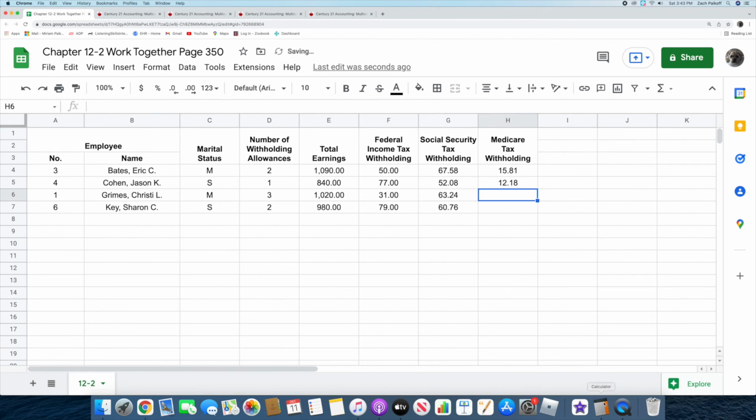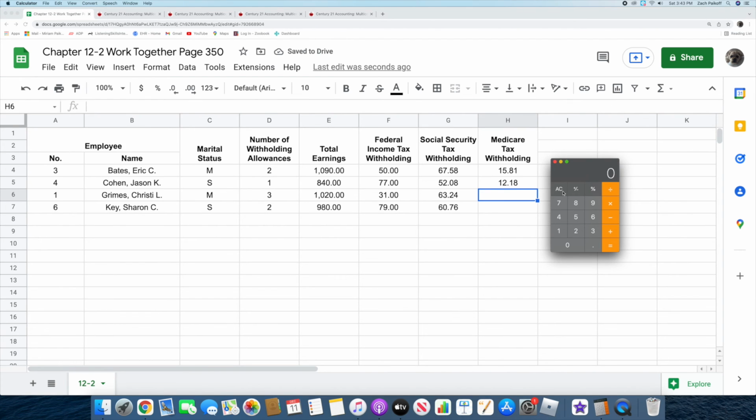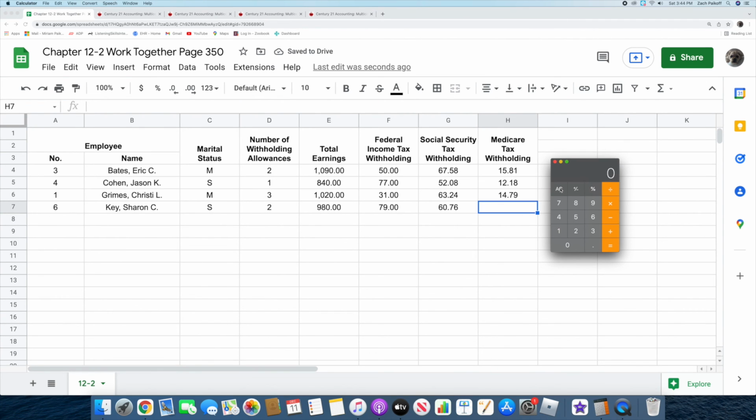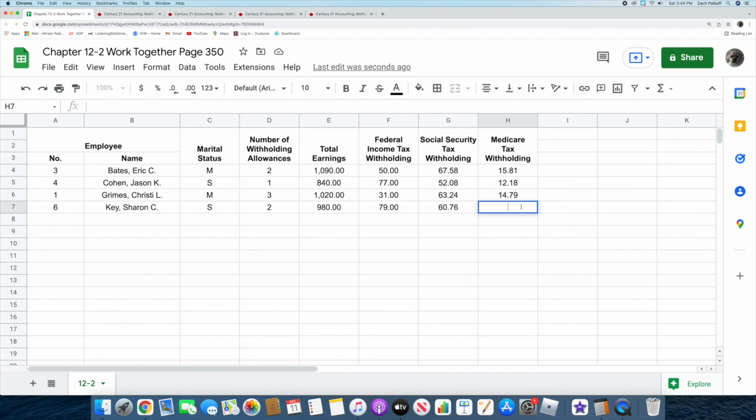After that, if we take the $1,020 and multiply it times 1.45%, that will give us the amount, which is $14.79. And finally, if we take the $980 and multiply it times 1.45%, that will give us the amount, which is $14.21.